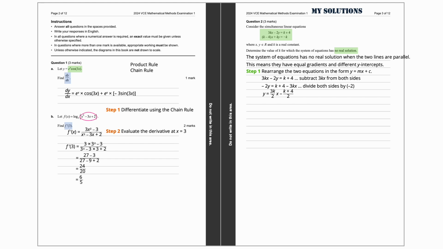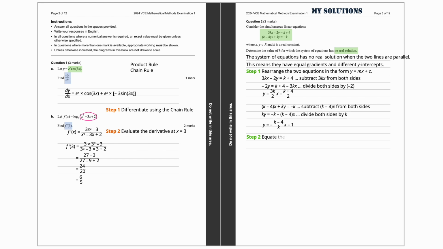We are going to do the same thing with the second equation. So this time we subtract k minus 4 x from both sides of the equation, and then we divide both sides of the equation by k. So y equals negative k minus 4 over k x minus 1.